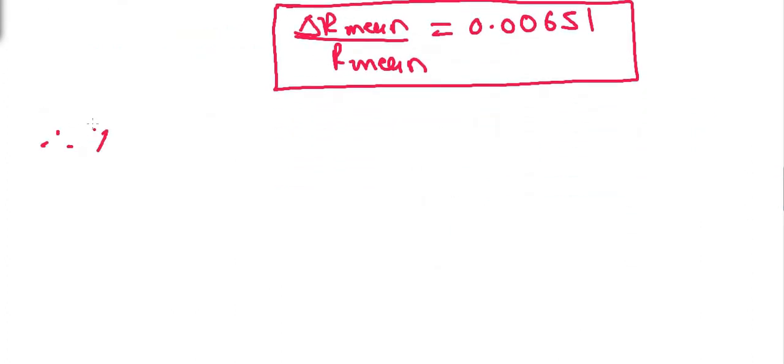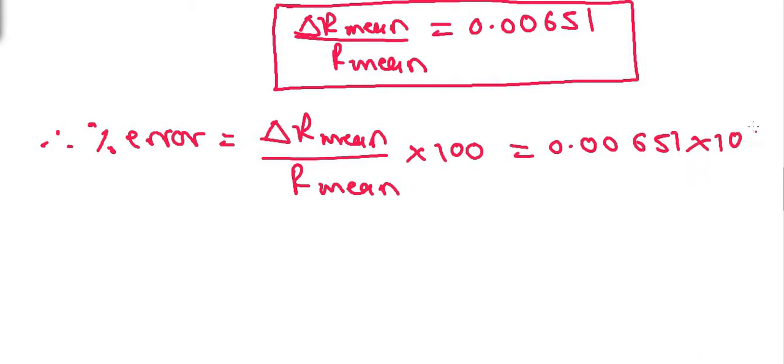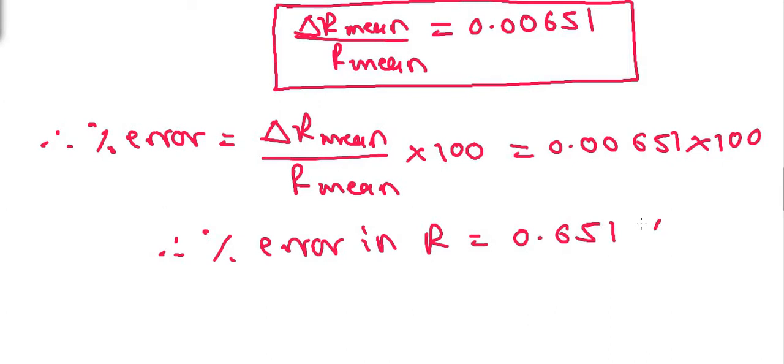Therefore, percentage error is equal to delta R mean divided by R mean multiplied by 100. That is equal to 0.00651 multiplied by 100. And so finally we get percentage error in the measurement of resistance is equal to 0.651%.